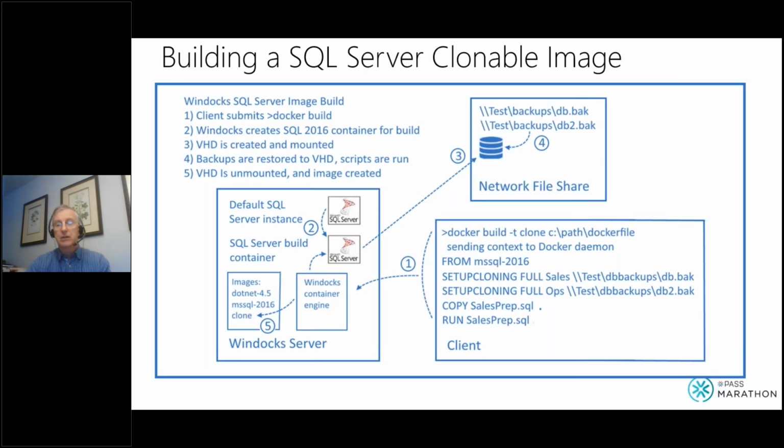So the VHD is going to be located where the test sales backup is out on the test backups folder. And once that VHD is built, then we mount it to the SQL Server container, and then we restore the backups into that VHD. And when that is complete, then the scripts are run against the databases there. When that is all complete, then the VHD is unmounted and saved and becomes part of the image that we've built. In this case, the image is called clone.